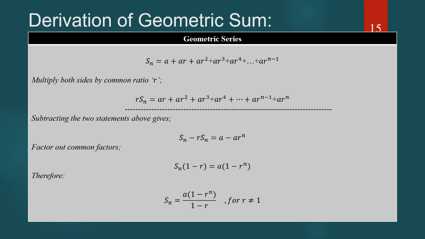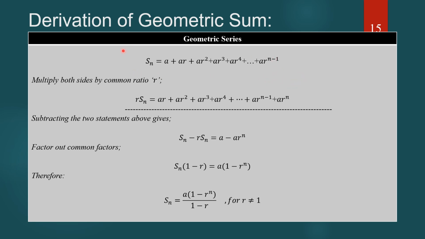Okay, ladies and gentlemen, now we will be showing a derivation of a geometric sum. The general expression for a geometric series would be a plus ar plus ar squared plus ar cubed, and so on, whereas your last term would be expressed by ar to the power n minus 1. So this is the general expression of your geometric sequence.